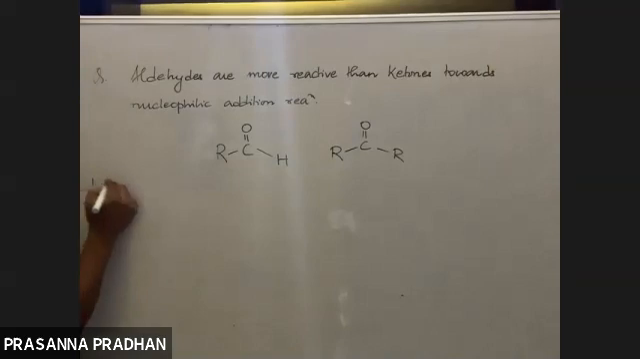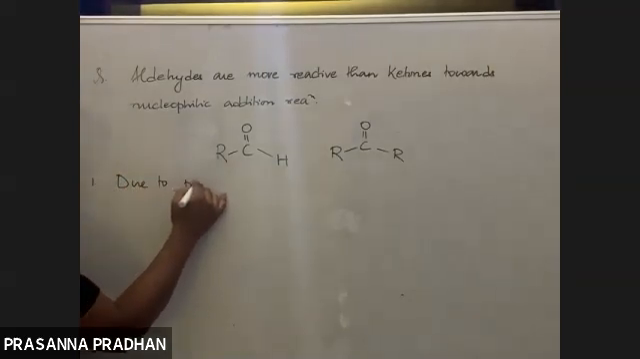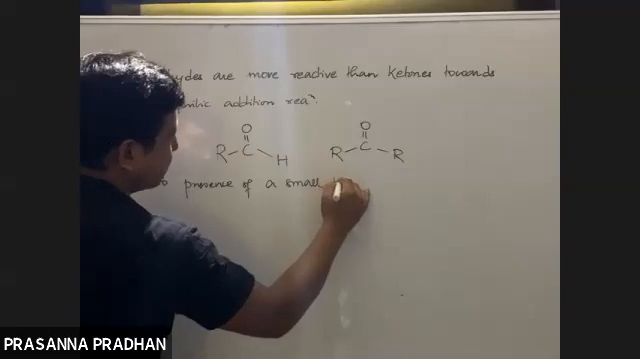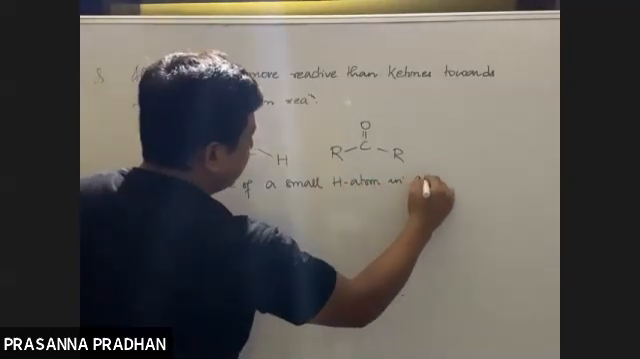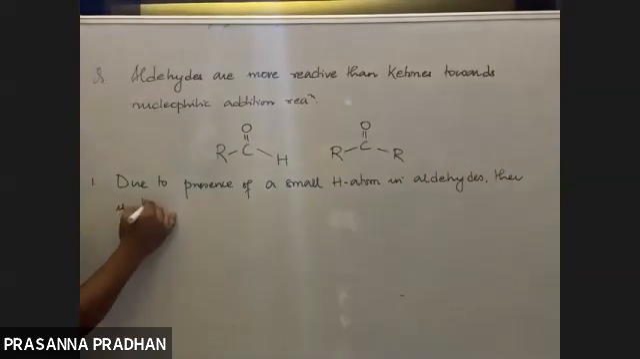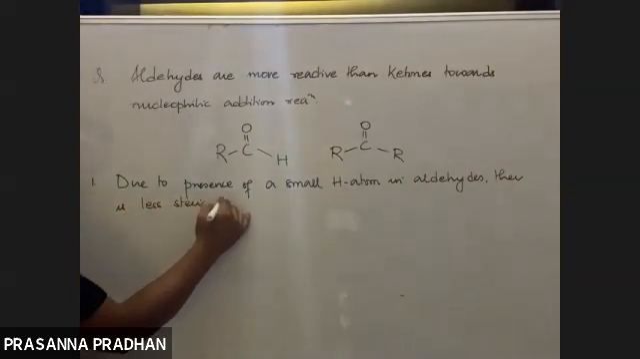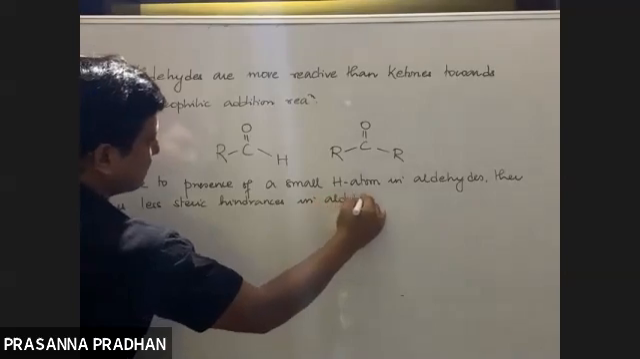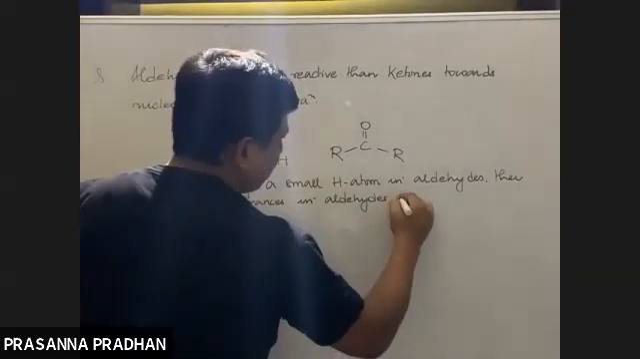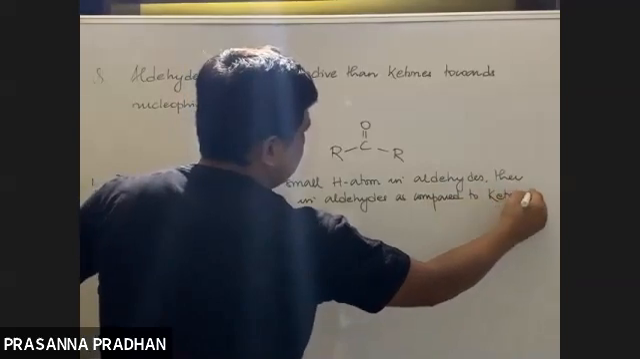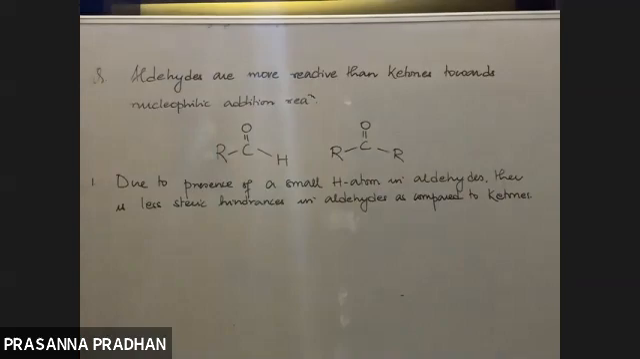Number one explanation here: due to presence of a small hydrogen atom in aldehydes, there is less steric hindrance in aldehydes as compared to ketones. Number one. Is understood. So it is a small hydrogen, the steric hindrance is quite low, so the nucleophile can comfortably attack here.